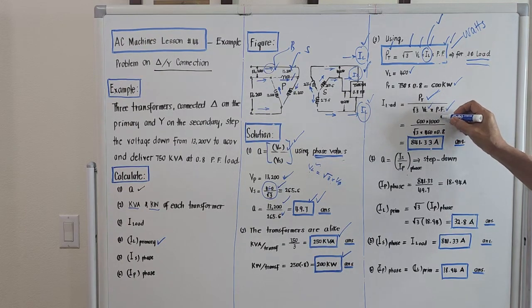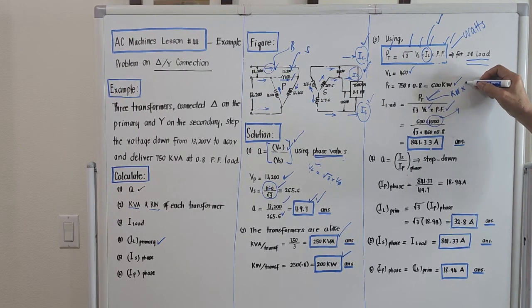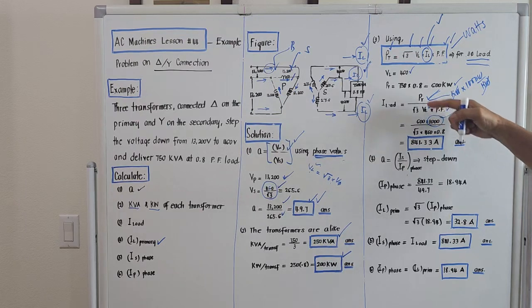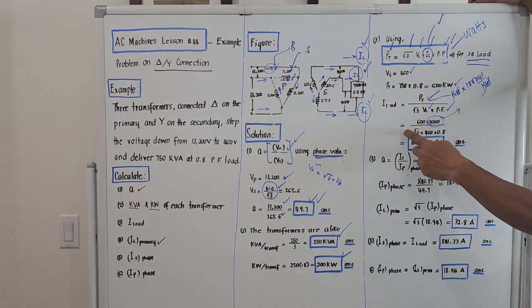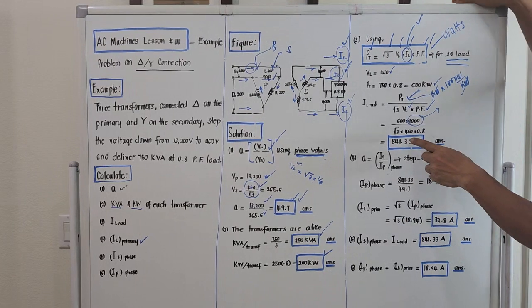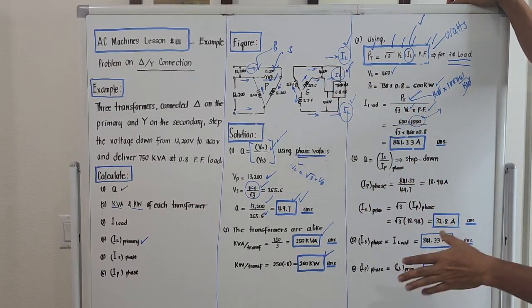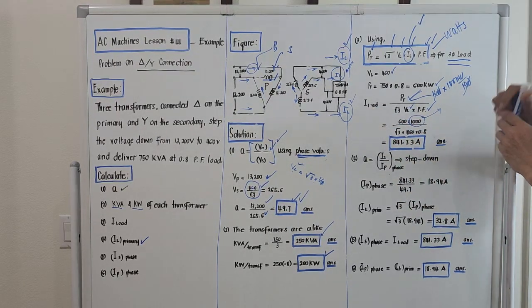This 1,000 here is what they call a conversion factor. Because if P total is in kilowatts, we have to multiply this by 1,000 watts per kilowatt. Kilowatt cancels, so what remains on the unit of the numerator will be watts. So this 1,000 here is just a conversion factor. Over square root of 3, times 460 times 0.8. If you use your calculator, the total load current will be 841.33 amperes.